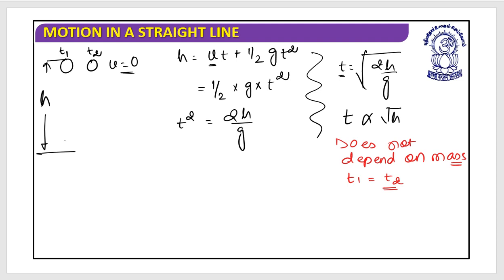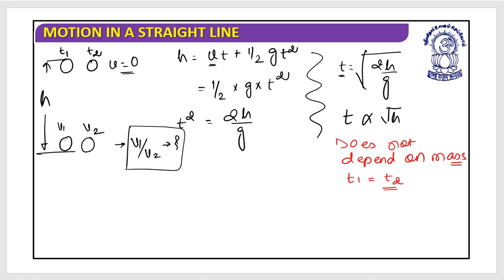Let's say when this ball will be available at this point, and this ball will be available at this point, this is the v1 and this is the v2. You need to find out the ratio of v1 to v2.